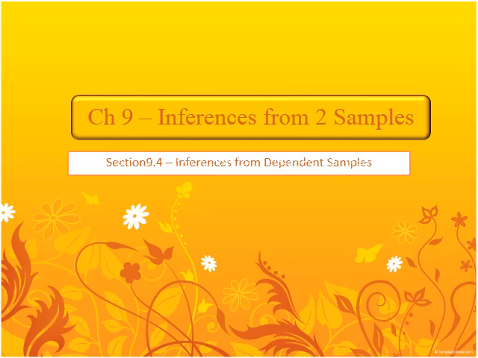In section 9.4, we're going to look at testing a claim between two samples and their means, but these samples will be dependent. So we'll talk about what that means here now.